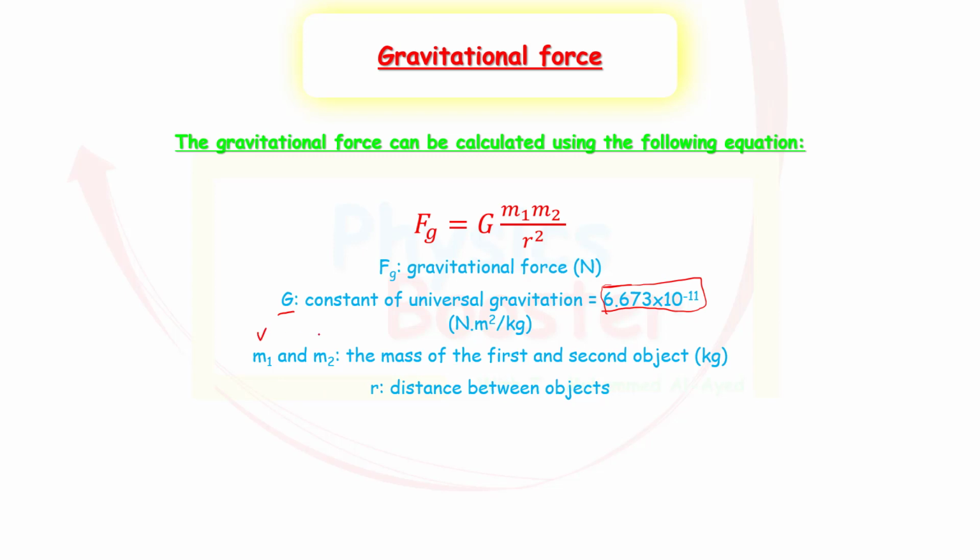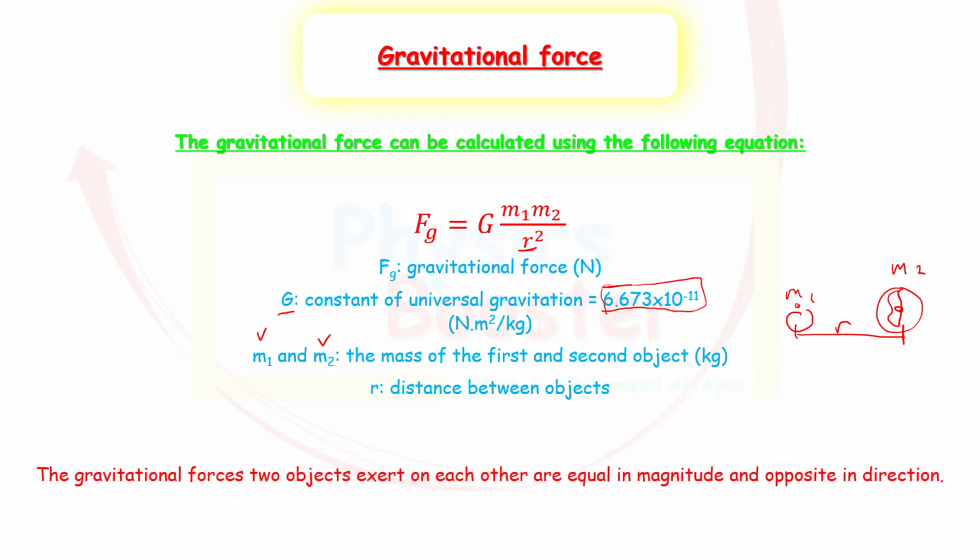Now, m1 and m2 are the masses of the first and the second object. For example, if I want to find the force between the moon and Earth, I need the mass of the moon, let's call it m1, and I need the mass of Earth, let's call it m2, okay? I will also need the distance between them. So r in this case is the distance from the center of the moon to the center of Earth. It's a very simple and straightforward equation.